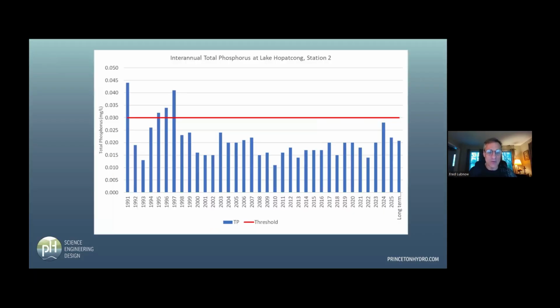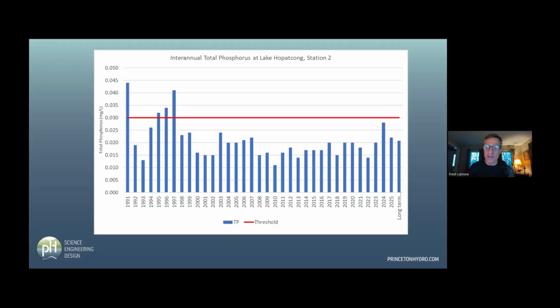This is showing you the average phosphorus concentration at Lake Hopatcong at the Mid-Lake sampling station. And you can see that in the 90s, we were exceeding the desired level of phosphorus a number of times. What that does is when you have concentrations of total phosphorus at 0.03 milligrams per liter, where you see that red bar, that's enough to really stimulate a high amount of algae growth.